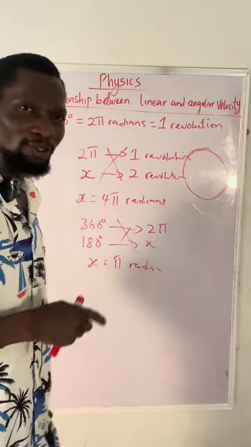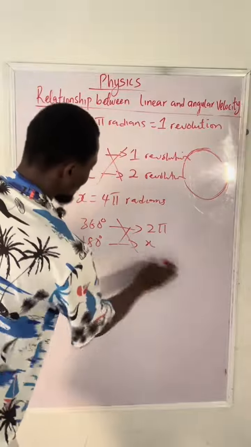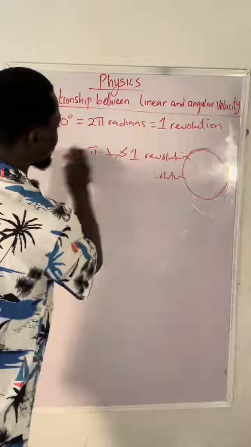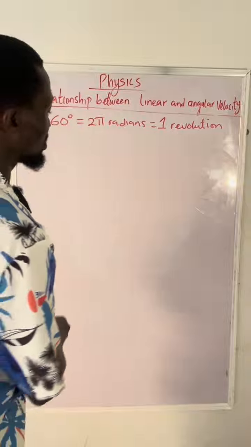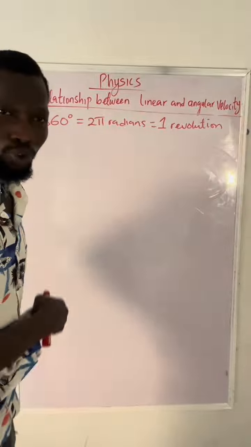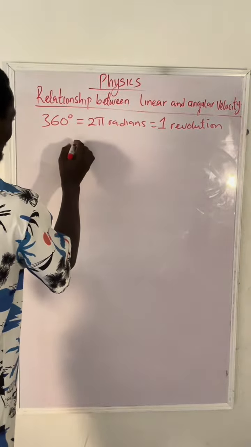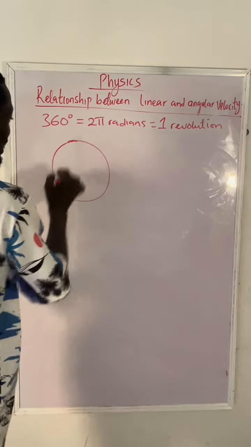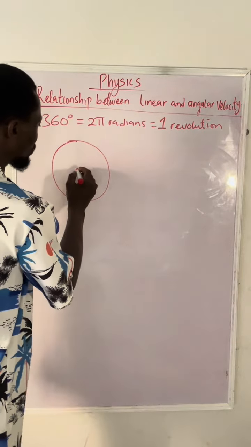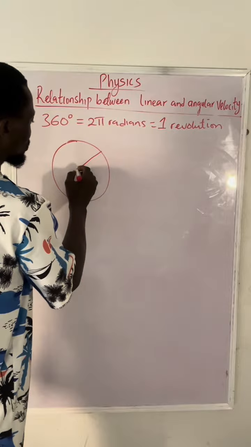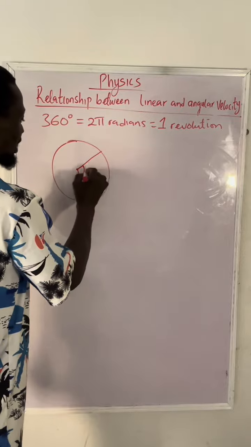Now, having known this, the next thing we're going to be doing is showing ourselves the relationship between the linear and angular velocity. I'm going to use what we already know to do that. Now, let us draw a circle like this, everyone. Now, we have a circle like this. I'm going to locate the center of the circle. I'm going to draw a radius, and I'm going to draw another one. You understand? I'm going to put the angle here as theta.